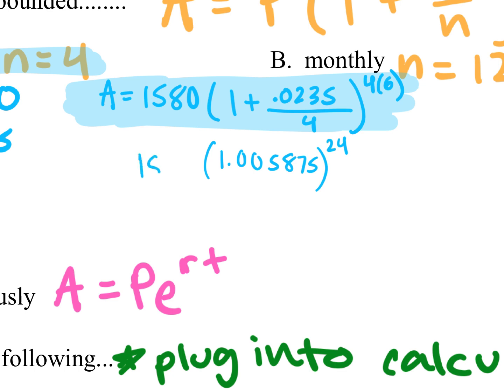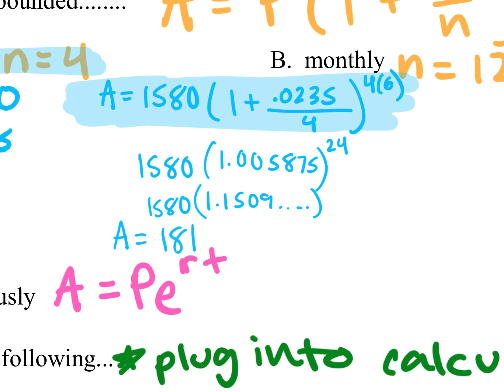Keep it in your calculator. For all of this, you can keep it in your calculator. You don't really need to write anything down. I write it down to show you what you can get in each step, but everything can be kept in the calculator. So then we're going to raise this to the power of 24. You should get 1.1509. It keeps going, but we're going to leave it in the calculator and then just multiply that times 1580. So we should get our amount is 1,818.50. Whenever they're talking about dollars for the interest questions, you always just round to 2 decimal places. So that would be our answer for A.